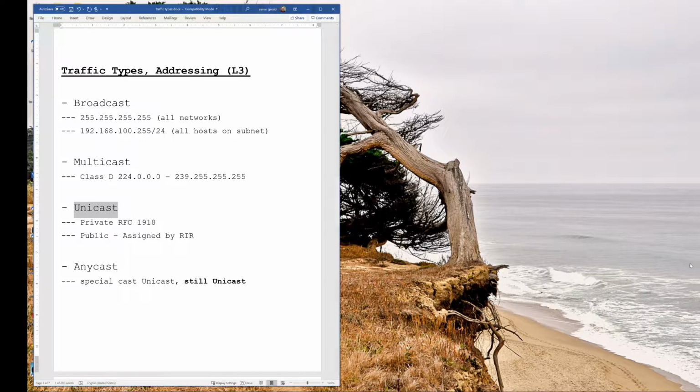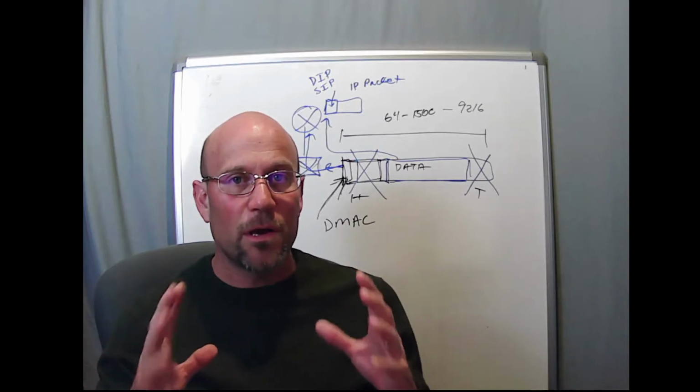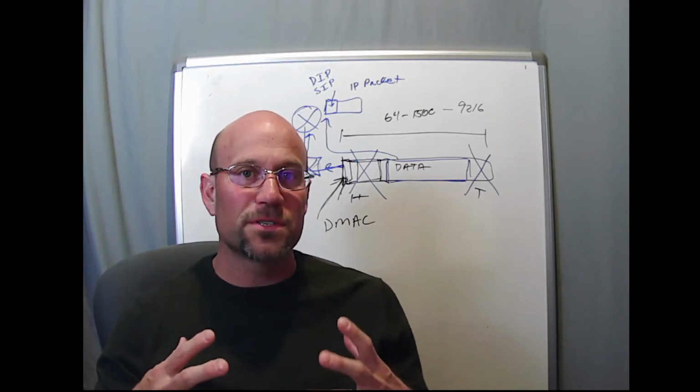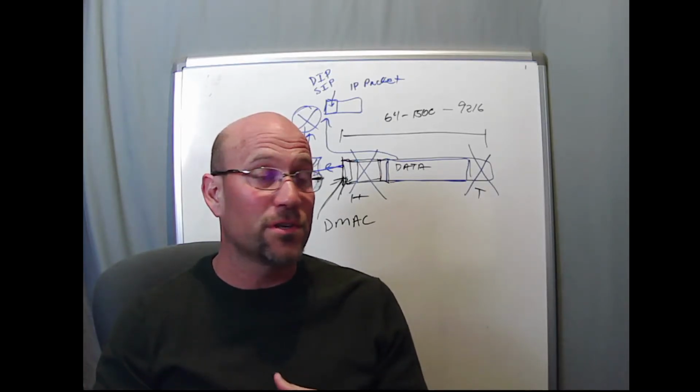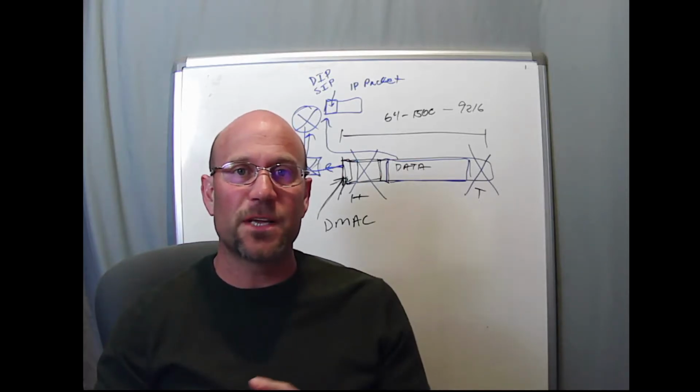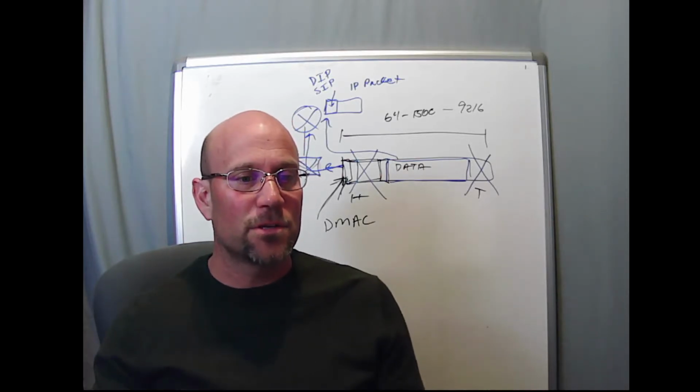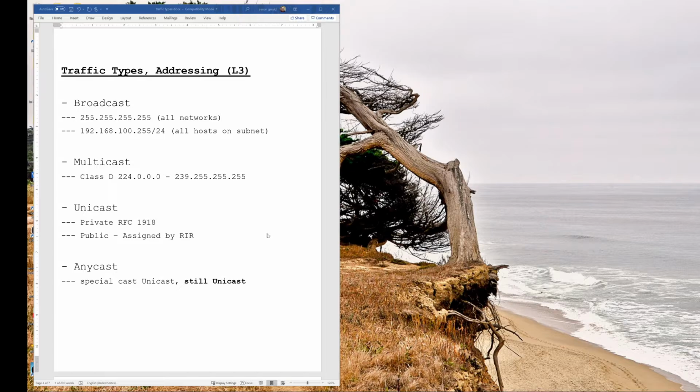Unicast is really the bulk of the traffic type on our networks today and on the internet at large. Probably 99% of the traffic is Unicast. So you get to know this very well. Of the really big categories of Unicast address space, you have private RFC 1918 address space, which is not routable on the public internet.